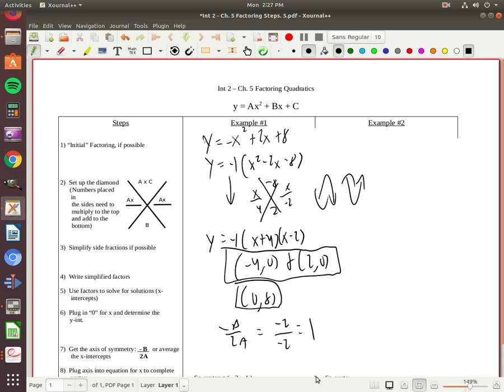That doesn't sound right. -b over 2a. Yeah, I'm getting a 1. I should be getting a -1. Let me see what's wrong. Let me pause. Up at the top, a times c is -8, b is -2. This should have been a -4 and a +2. Ugh, good night. That is frustrating.